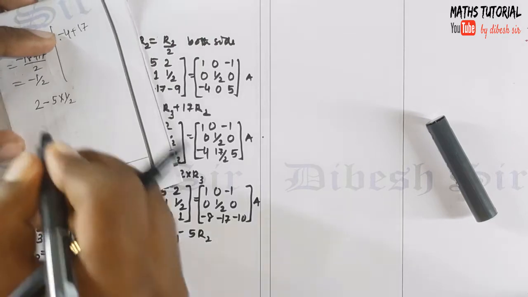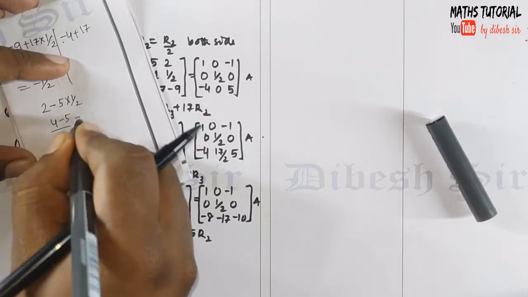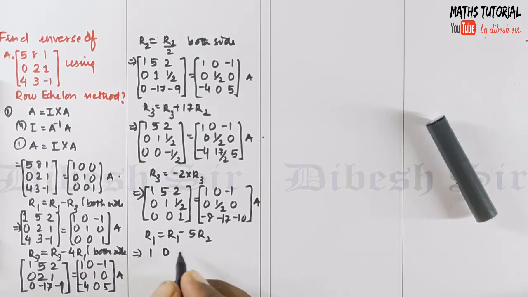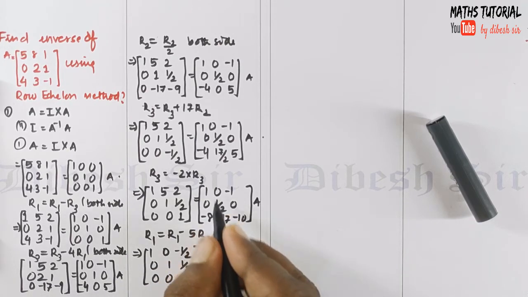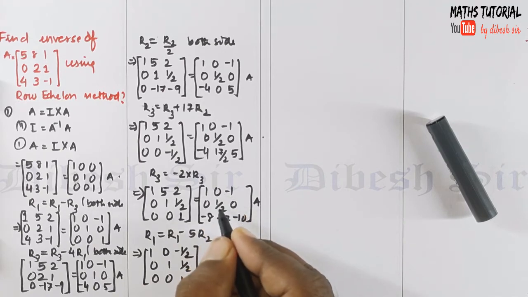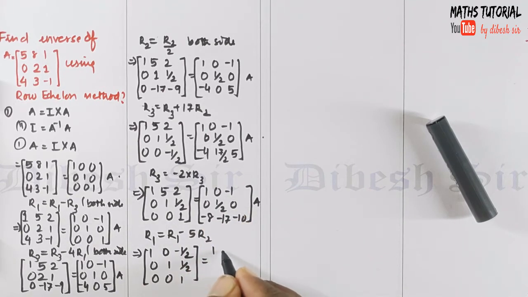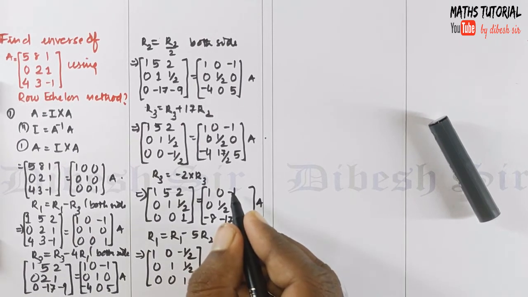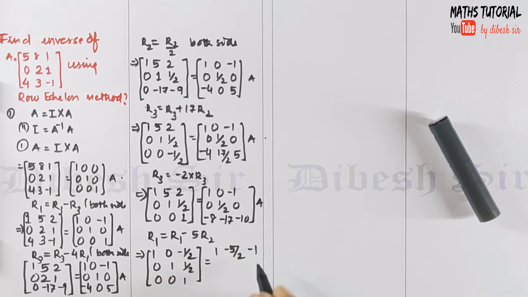So you'll get 2 2s are 4 minus 5 by 2, that is minus half. So here you will get minus half. This remains as it is, 0, 1, half, 0, 0, 1. Now 1 minus 5 times R2, 1 minus 0, 1, 0 minus 5 times R2, minus 5 by 2, minus 1, 5 times 0, that is minus 1, 0, half, 0, minus 8, minus 17, minus 10 times A.